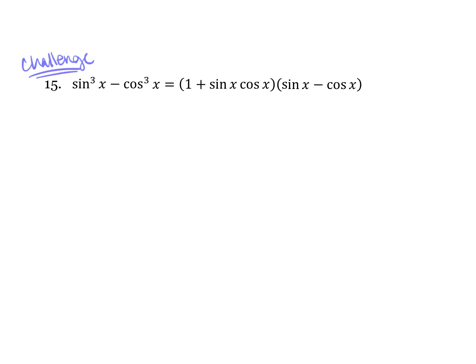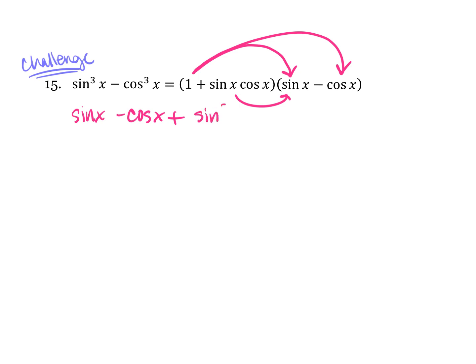Okay, so on 15, what I want you to do, which side do you want to work on? Let's go distribute. So that would get me 1 sine x minus cosine, and then you got sine squared x times cosine x minus sine x times cosine squared x. Perfect. This is where the nuttiness happens. We need to turn these squareds into cubes, right? We have to, because there are cubes here.